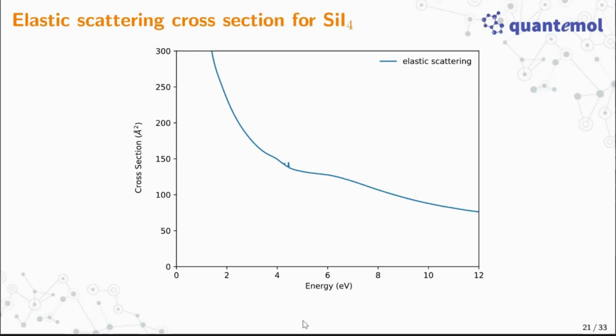So these are some of the cross sections I've got out. Elastic scattering. This again looks fairly reasonable, ballpark. Around about 100 square angstroms in the magnitude of the cross section. This seems perfectly reasonable.